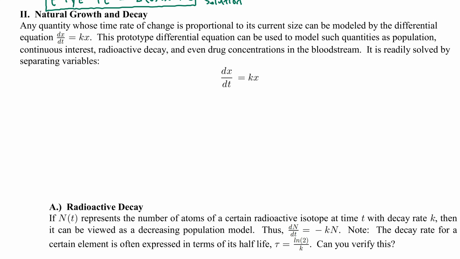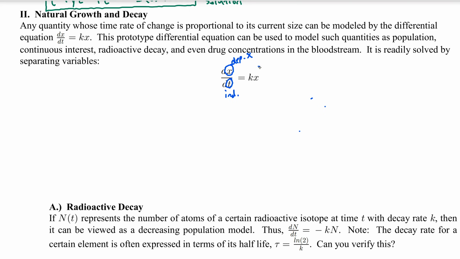This equation is readily solved by separating variables. So let's go through that process. Again, do notice that our dependent variable this time is x. That takes some getting used to because oftentimes we use x as the independent variable. Our independent variable here is time. So the solution to this differential equation is x as a function of t. So we're looking for x of t.